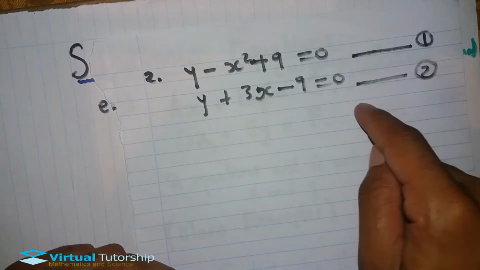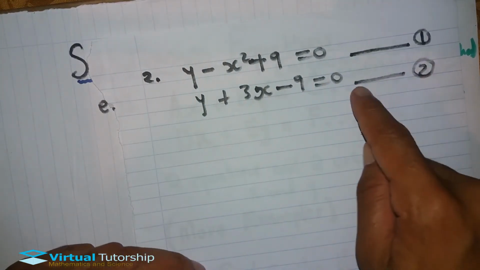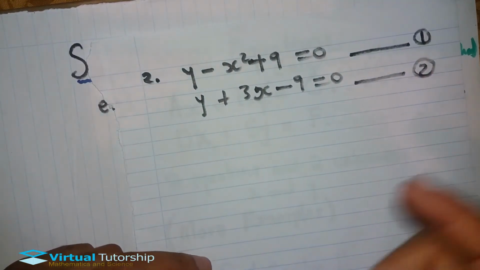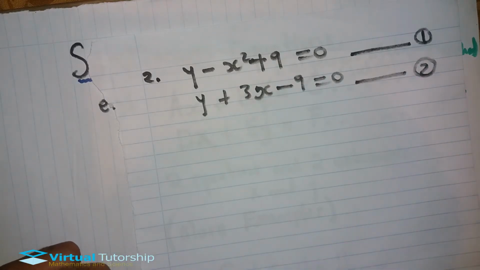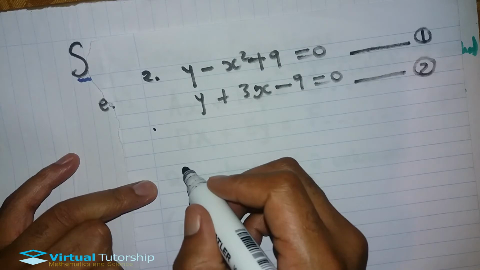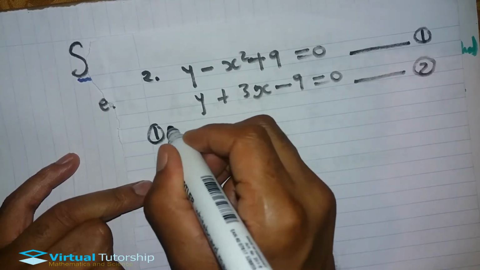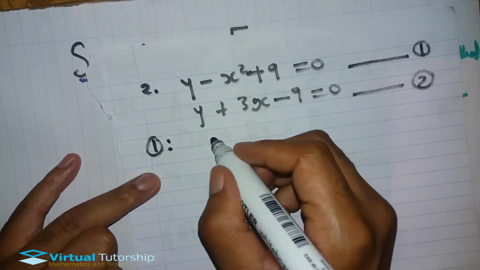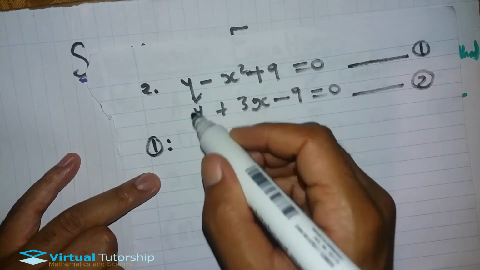One can be named A and the other B, but numbering them 1 and 2 is still fine. So let's take the first equation for this example. Start at the first equation and solve for the value of y.